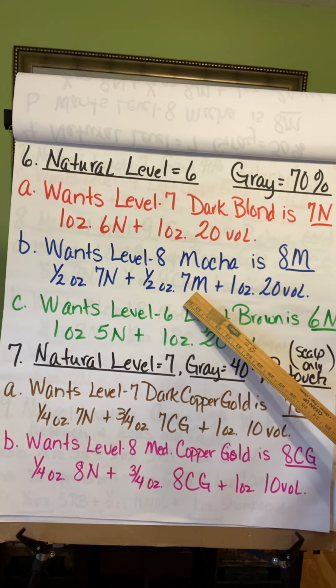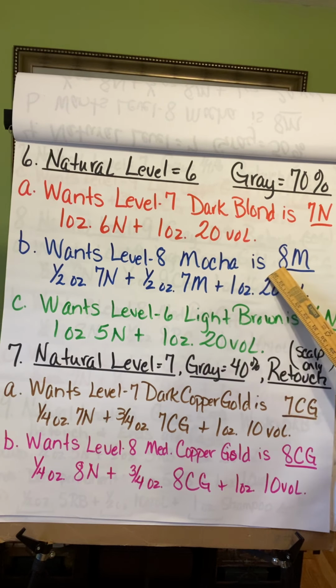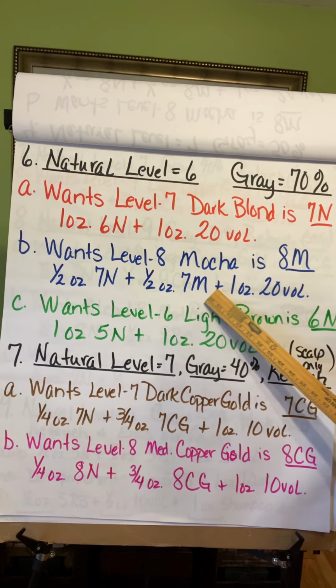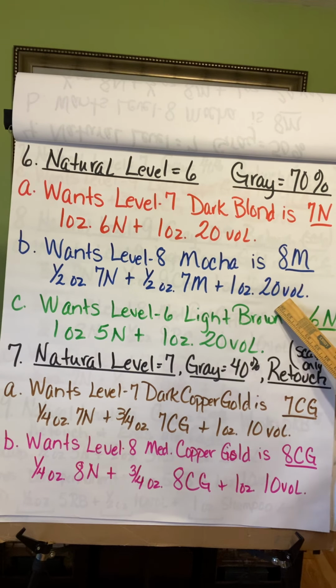That's my target shade. That's what she wants to be. This is 8 mocha, but I'm using the 7 because I'm formulating 1 whole level darker. Plus 1 ounce of 20 volume developer because I need to cover her gray completely. I've got to open the cuticle enough where the color will deposit into the cuticle. Okay?